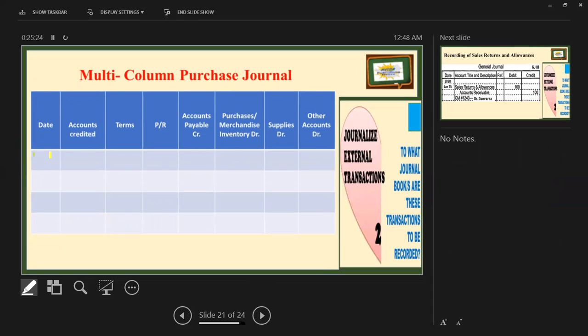Same details. This one you have to choose whether purchases or merchandise inventory, depending on the inventory system being used by the business. And then you use the multi-column if it's not only purchases that you are acquiring on account, but other items in the assets as well, like equipment, loans. If there are many things being acquired on account, multi-column. If only one thing is acquired on account, then single column.